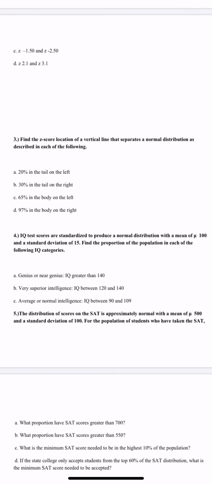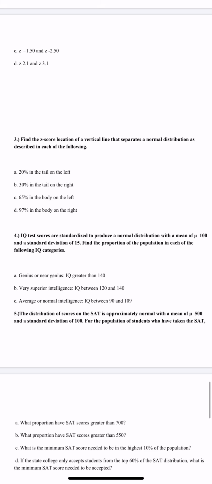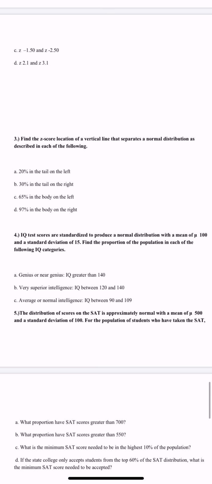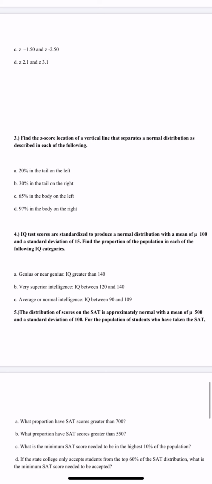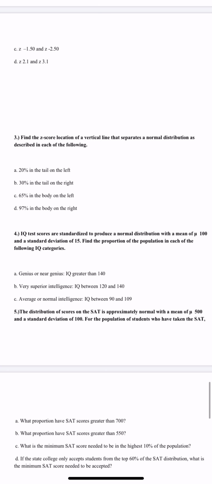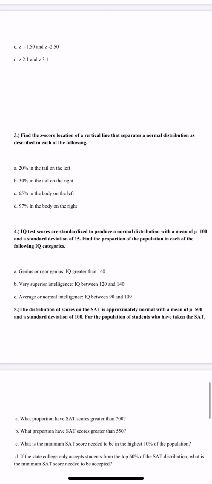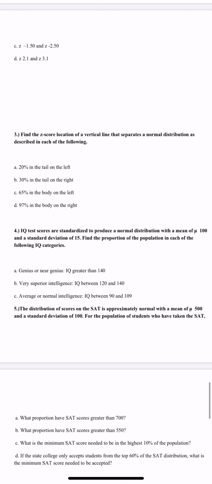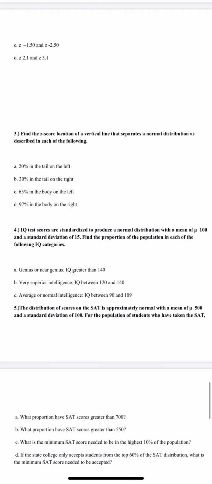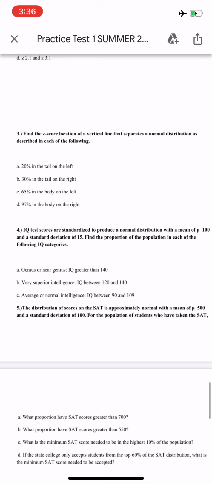IQ test scores are standardized to produce a normal distribution with a mean of 100 and a standard deviation of 15. Find the proportion of the population in each of the following IQ categories. So genius or near genius have IQs greater than 140. So what do you do here? You just plug it in.